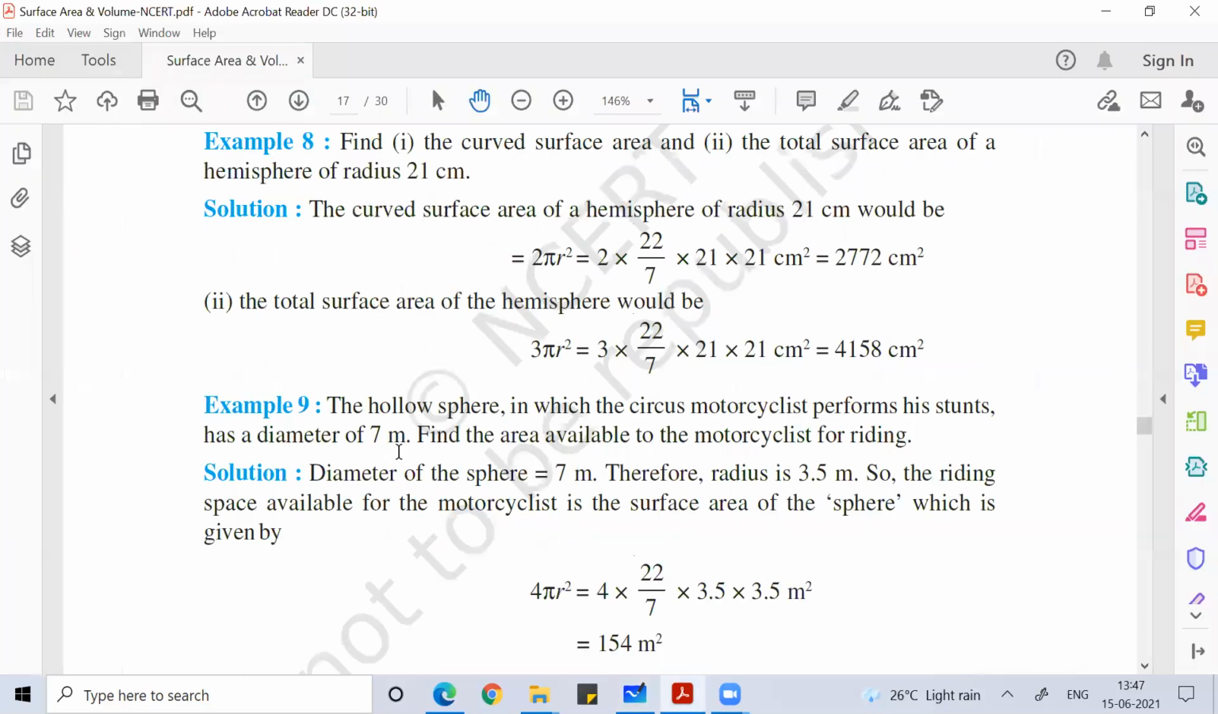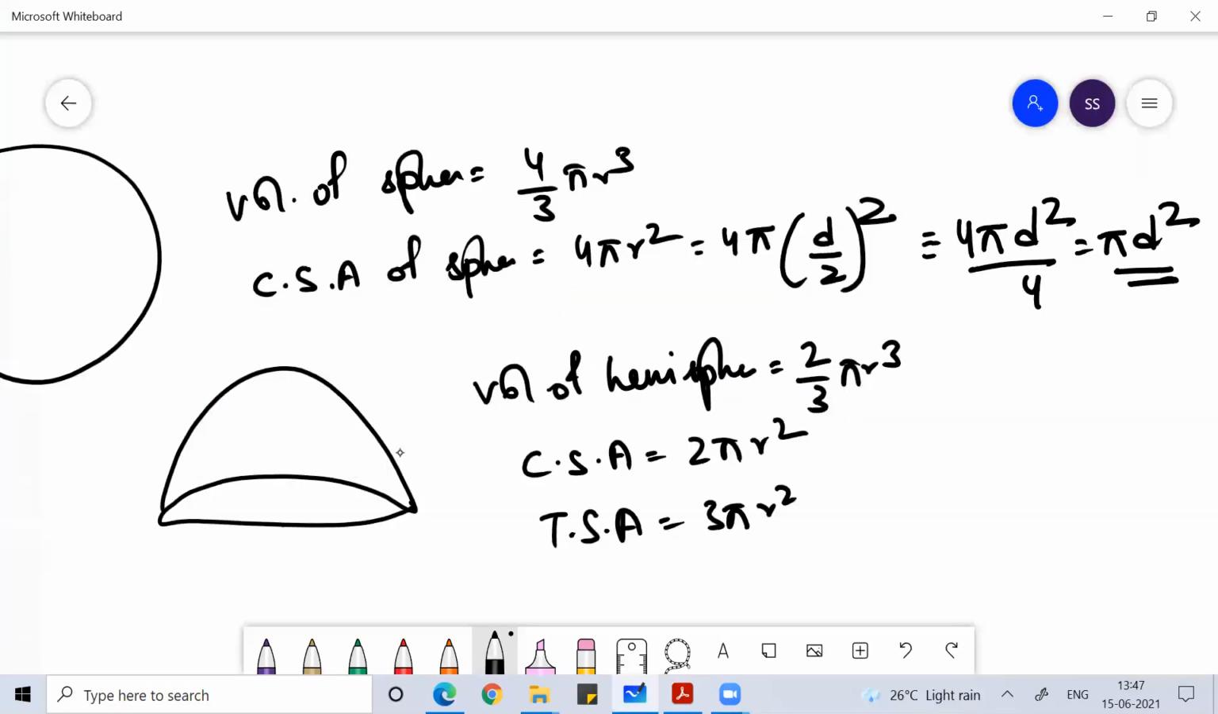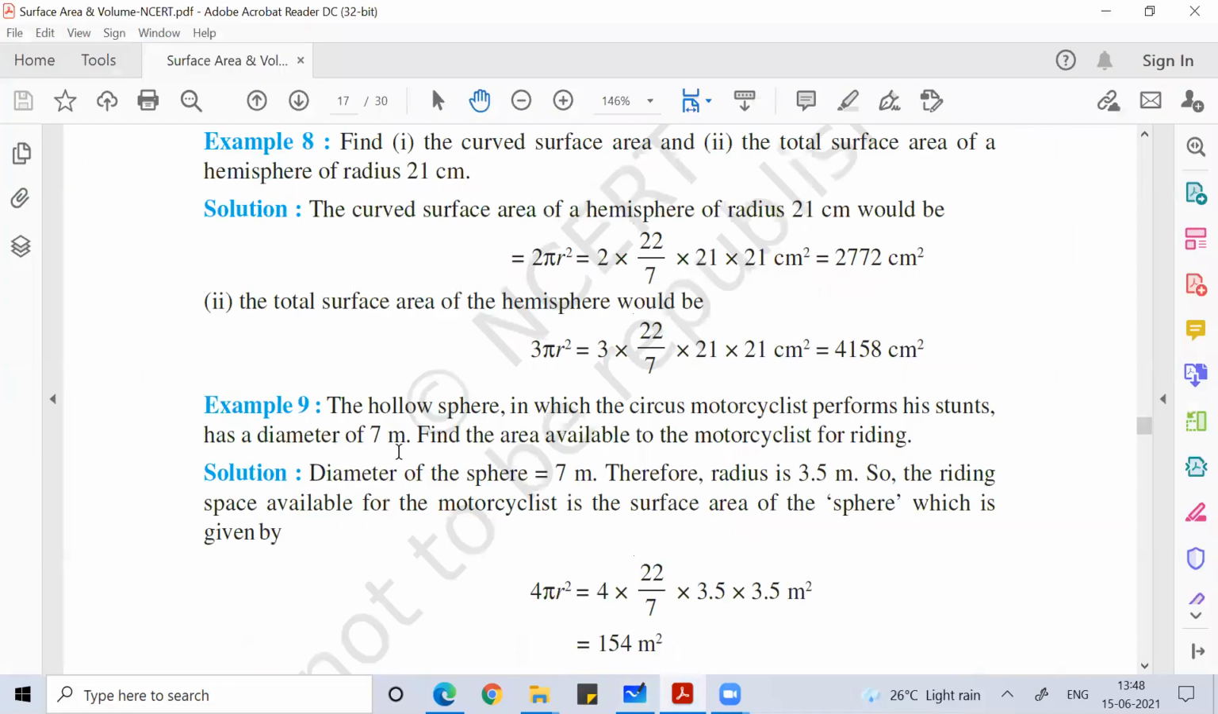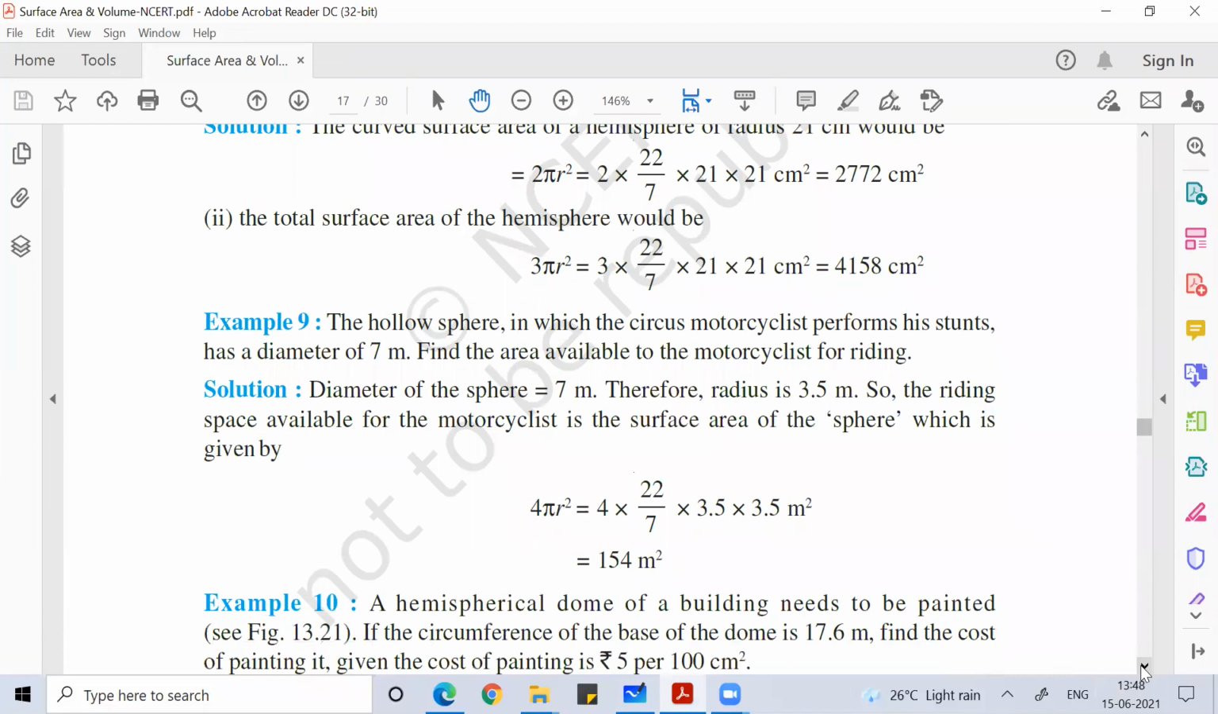So if your diameter is 7, then pi is 22/7 and diameter is 7. So this becomes 154 meter square. Simply you can do it in terms of radius, nothing to worry, but I'm just telling you. This one, Dhwani, example 10, answer, do this. Yes, sir.